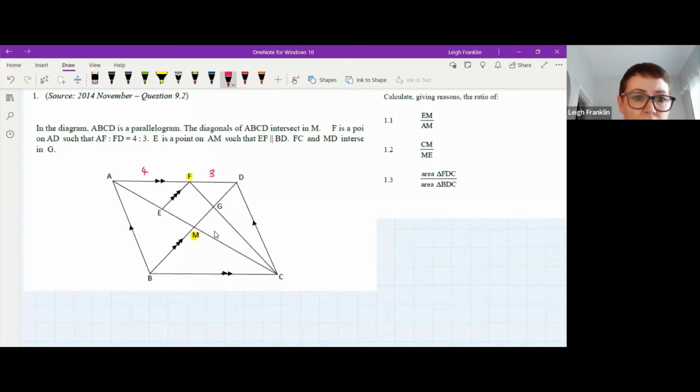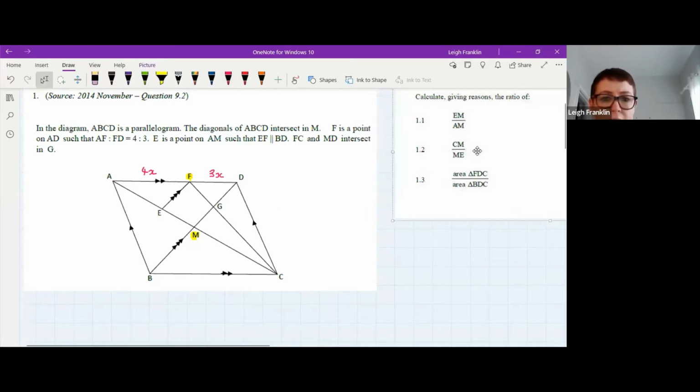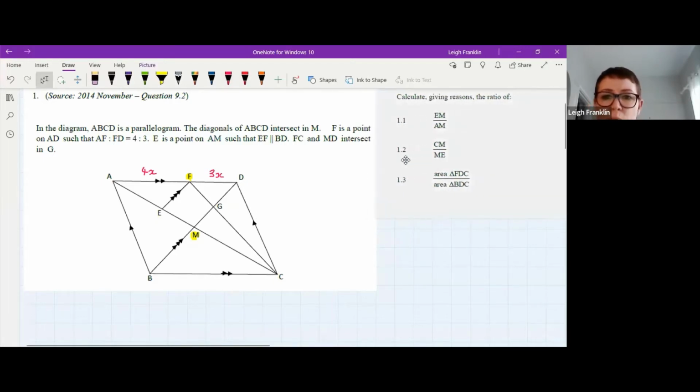Because these are along the same line and they've given us a ratio, what we could do is call this one 4x and this one over here 3x. It says E is a point on AM such that EF is parallel to BD. FC and MD intersect in G. In other words, they meet one another at G, and this is point G over here. Again, I'll just highlight it. There's G over there.